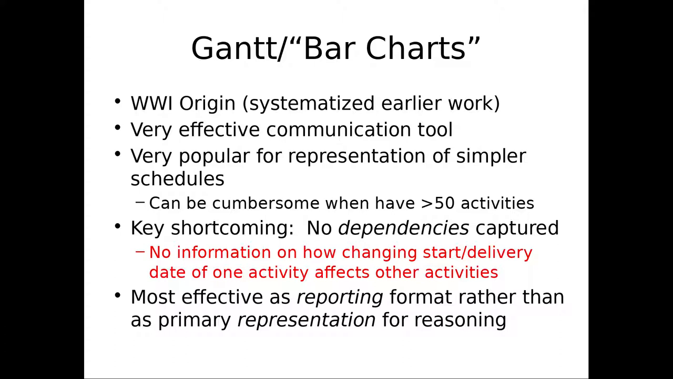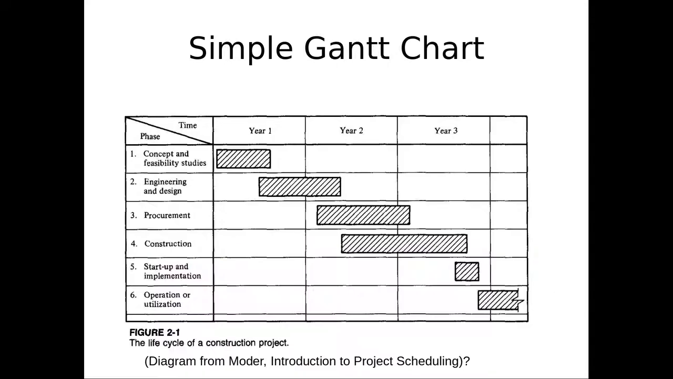Okay, so one of the things I really want you folks to understand is the difference between Gantt charts and CPM diagrams. So Gantt charts are one of the oldest forms of schedules. They achieved prominence in World War I, which basically systematized earlier thinking on them to diagram out what was going to be happening when. Okay, you've probably seen these sort of things before. Have you seen these diagrams before? Yeah, okay, good.